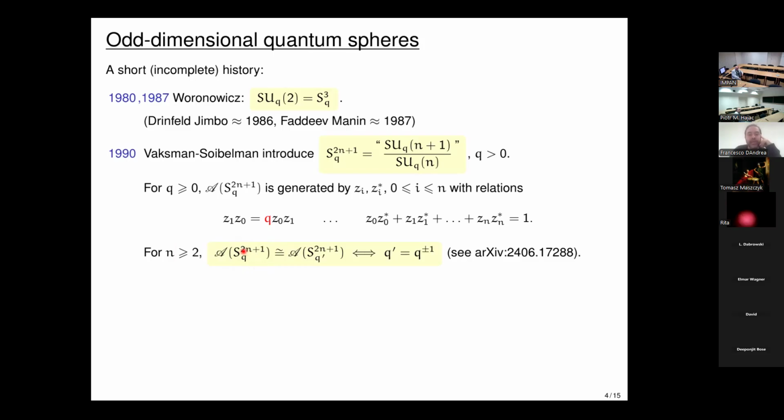So for n, starting from the quantum three-sphere, you can show that these algebras are non-commutative, and two of these algebras associated to different values of the deformation parameter, Q and Q prime, are isomorphic if and only if Q prime is either Q or Q to the minus 1. So since in particular you can always replace Q by Q to the minus 1, you could take this deformation parameter in the unit interval between 0 and 1, which is what we usually do.